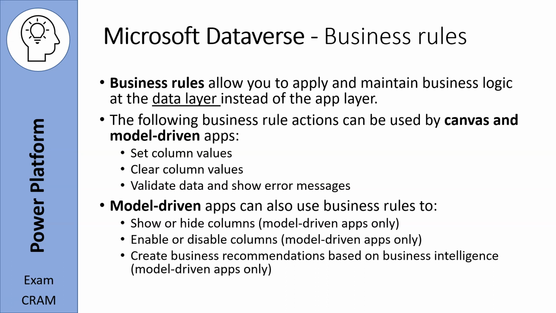There are some special additional rules which you can apply only to model-driven apps. For example, show or hide column. You can control what to show and hide using a business rule in the database, and you can use that for model-driven apps. The other one is enable or disable column. And create business recommendations based on business intelligence. These are things you need to remember, because there could be questions around which rule applies to canvas or model versus which rule applies to only model.